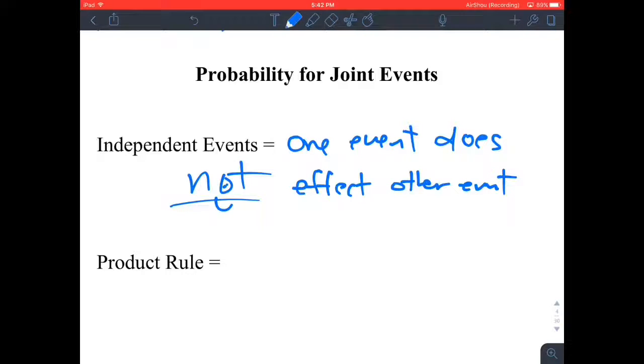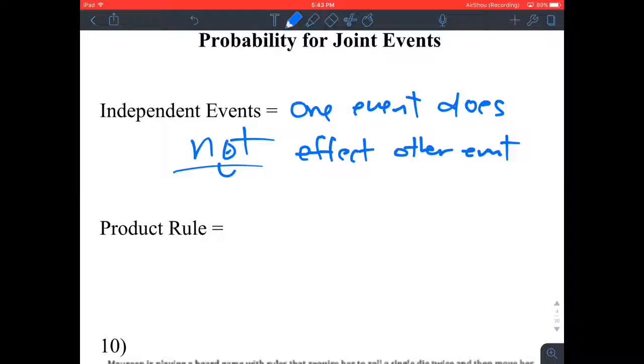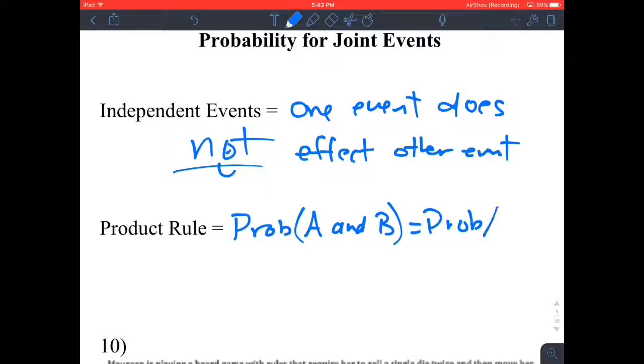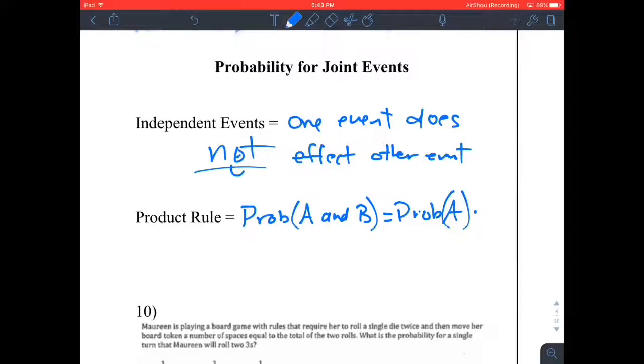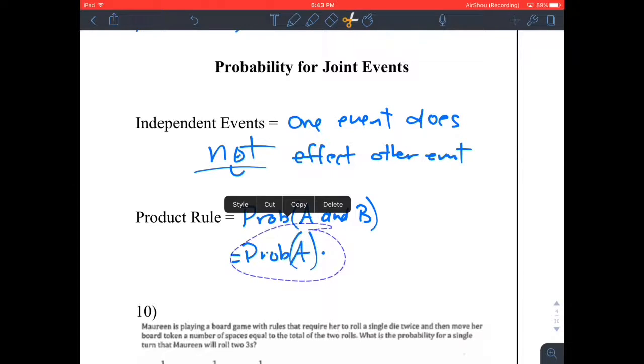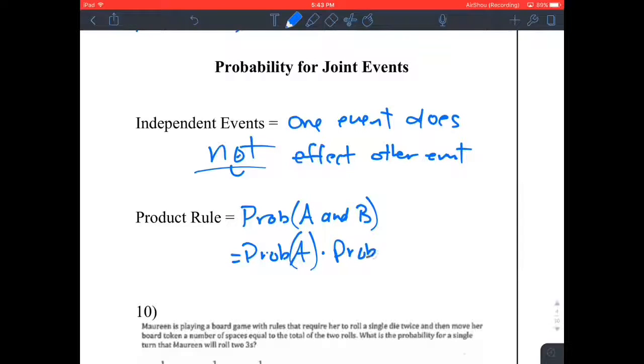So when that happens, we can use the product rule. Here's what the product rule is. If you're trying to find the probability that A and B are happening, so two different things, you simply find the probability of A happening and multiply it by the probability of B happening. Let me bring this down here. This only works when you have independent events.